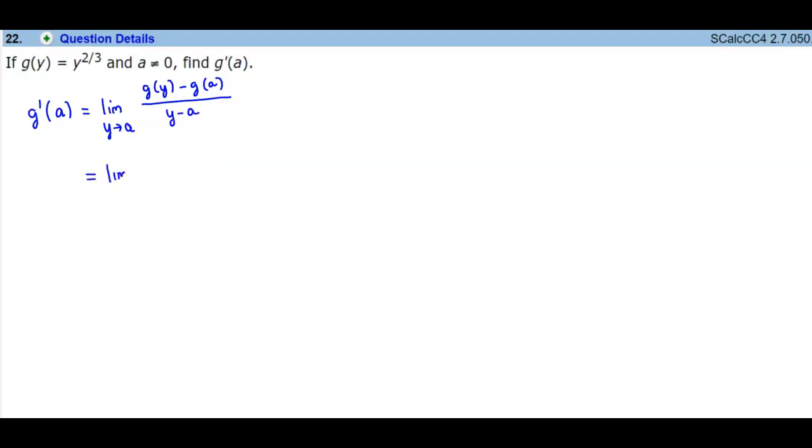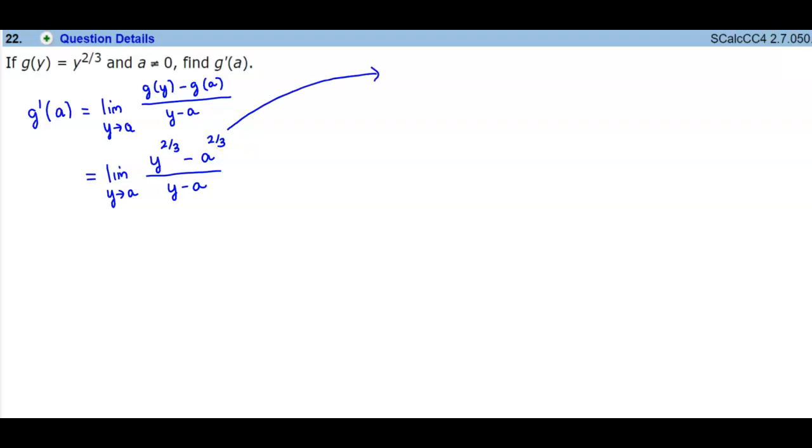So taking the limit as y approaches a, well, g of y is y to the 2/3 power minus g of a, which is a to the 2/3 power, and then we're going to divide that by y minus a. Okay, so let's take a look at the numerator. We're going to expand the numerator and then we're going to expand the denominator.